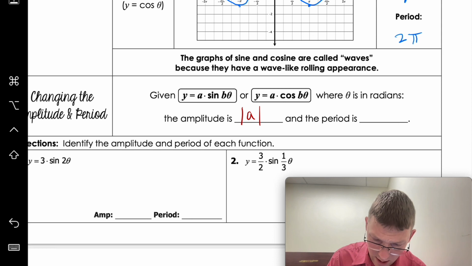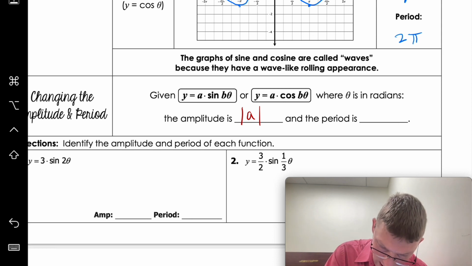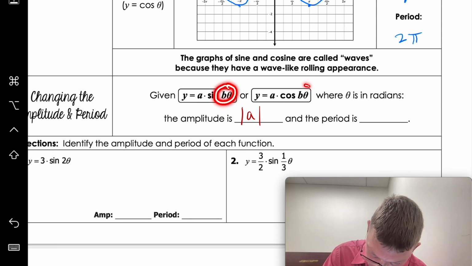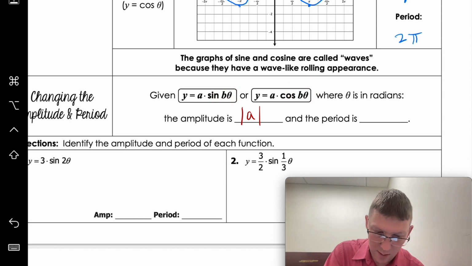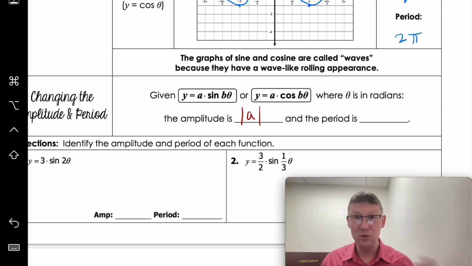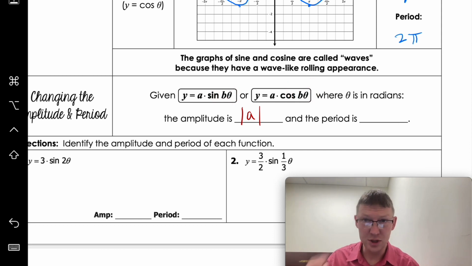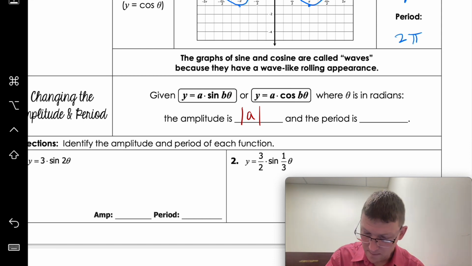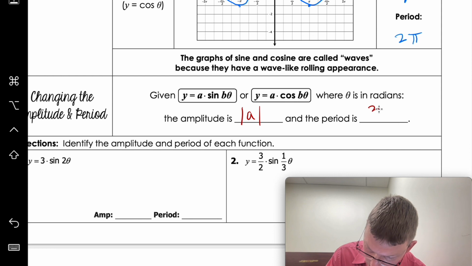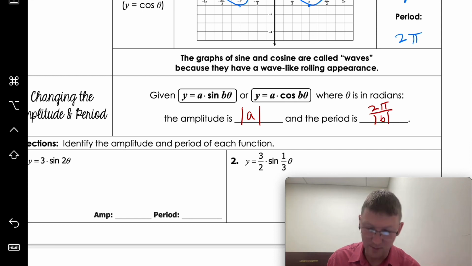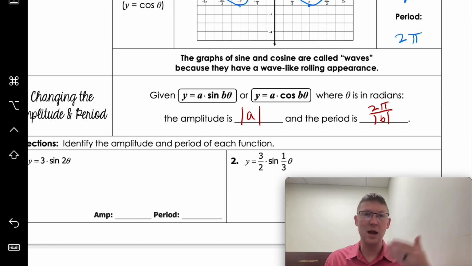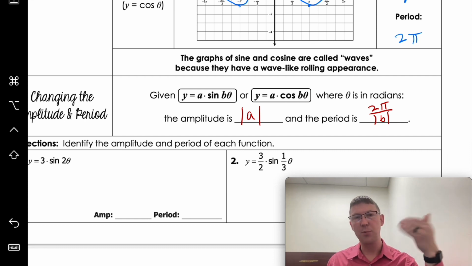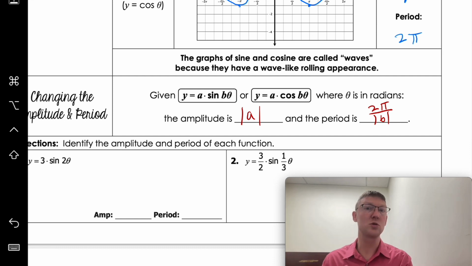Then the period: notice that we've got a B attached to the theta. In the example above, that B was just 1, so our period was just 2 pi. But the period in an equation would look like 2 pi divided by the absolute value of B. So this is how you can look at an equation and pull out the amplitude and period, which will be very helpful when we start graphing.